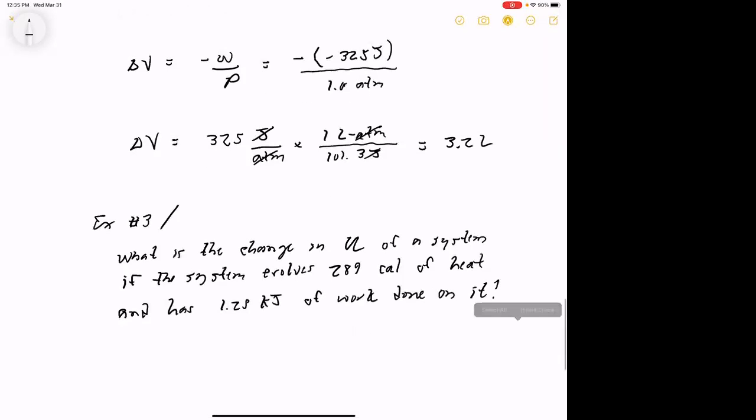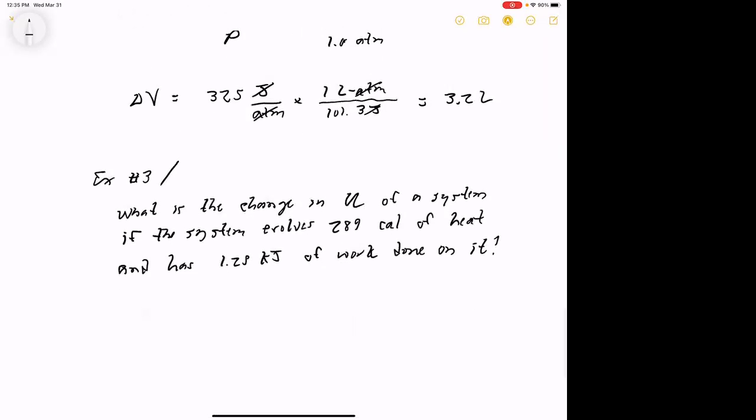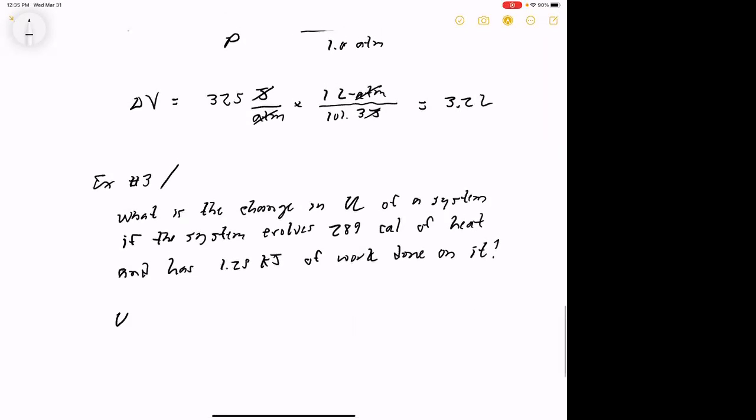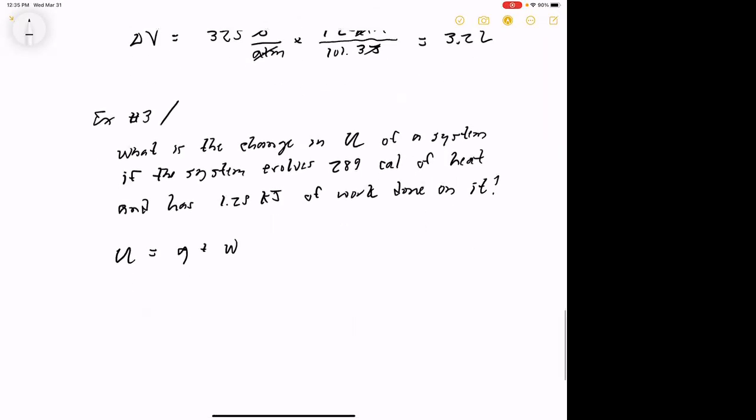All right, so basically let's look at our Q and our W, but let's remember first that I can define internal energy as the sum of Q plus W. Okay, so now I independently need my Q value and my W value. Now remember, Q's heat, isn't it? Okay, so what do I know about heat? All right, it says the system evolves 289 calories of heat.